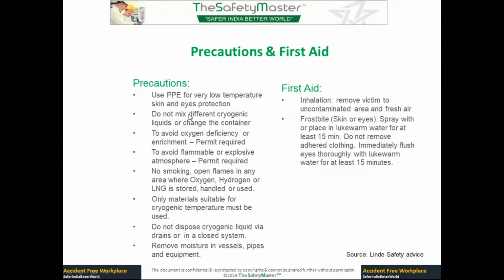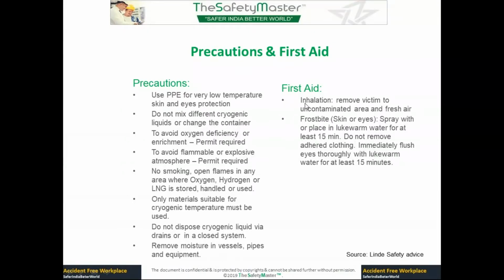Precautions are like you need to wear PPE for low temperature skin and eye protection. Do not mix different cryogenic liquids or change the container. To avoid oxygen deficiency or enrichment, a permit is required. To avoid a flammable or explosive atmosphere, a permit is required. No smoking, open flame in any area with oxygen, hydrogen, or LNG. Only materials suitable for cryogenic temperature must be used. Do not dispose of cryogenic liquid via drains or a closed system. Remove moisture. These are the precautions to be taken.